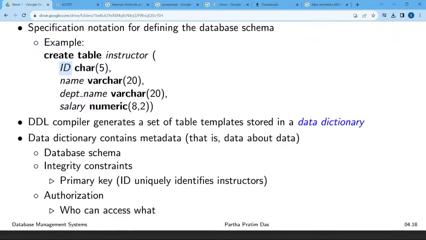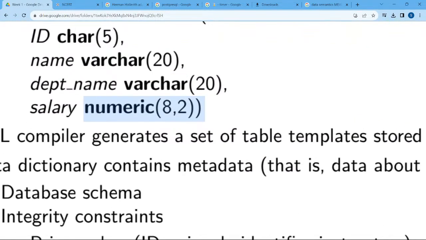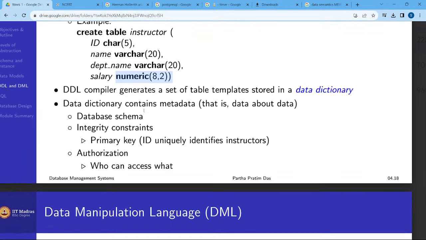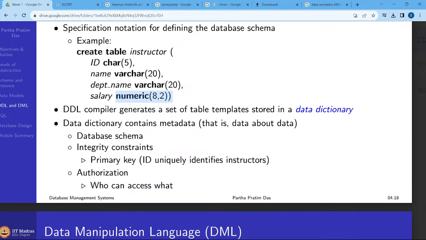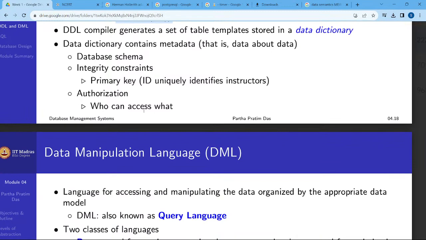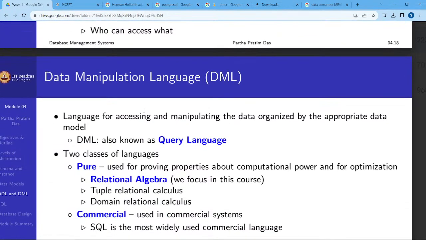See, this is data about data. ID is the data, and char is specifying. Char explains that the ID schema can contain 5 character type data at max. Name can have variable character data, with 20 being the limit. Same with department name, and I would be explaining numeric later on. Numeric is something you would understand once you see.